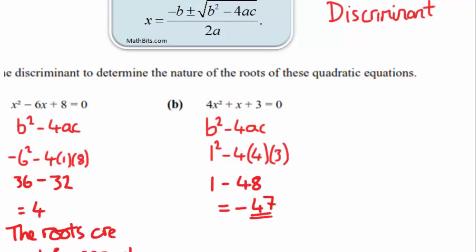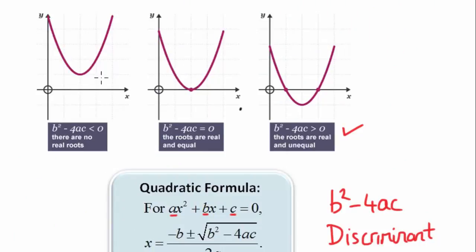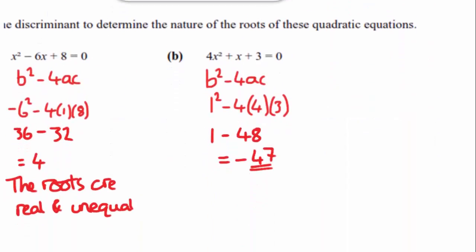And we have a look, so it's less than 0. So you end up having an equation or a graph that looks like this. So there are no real roots. And that's essentially how you do that.